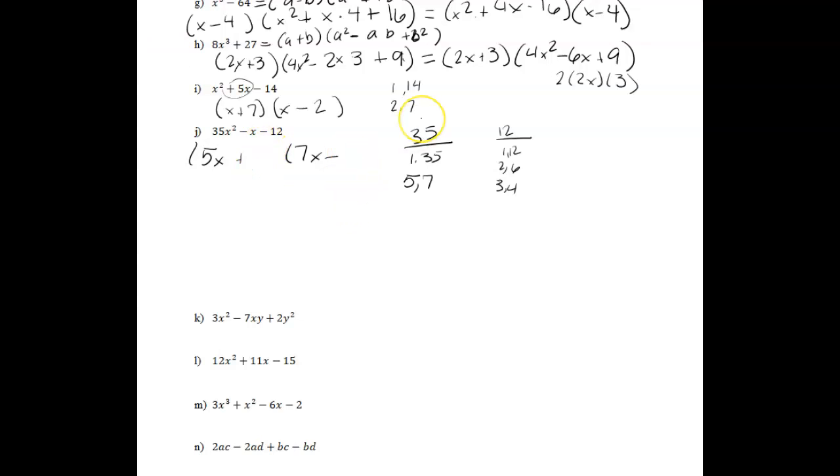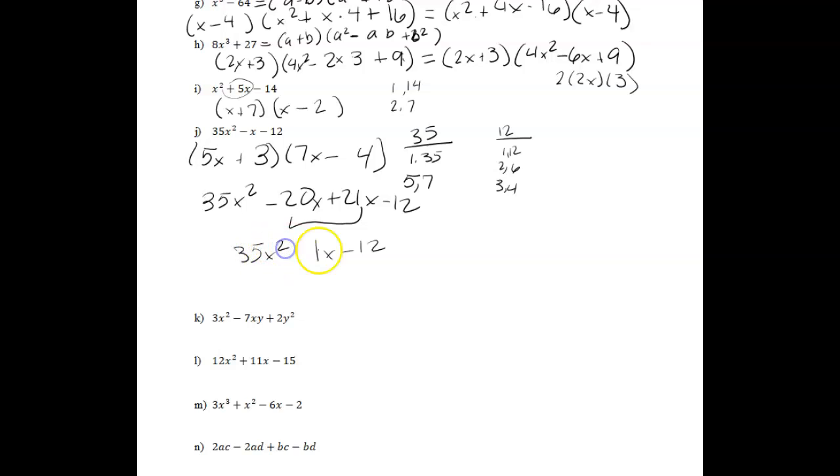So 5 and 7 are probably more likely, to be honest, because 35 times any factor of 12 is going to be much too big. So I'm going to try 3 and 4. So multiplying this out, I see that I get 35x squared, I get a minus 20x plus 21x minus 12. Adding my like terms together should be positive 1x in the middle.